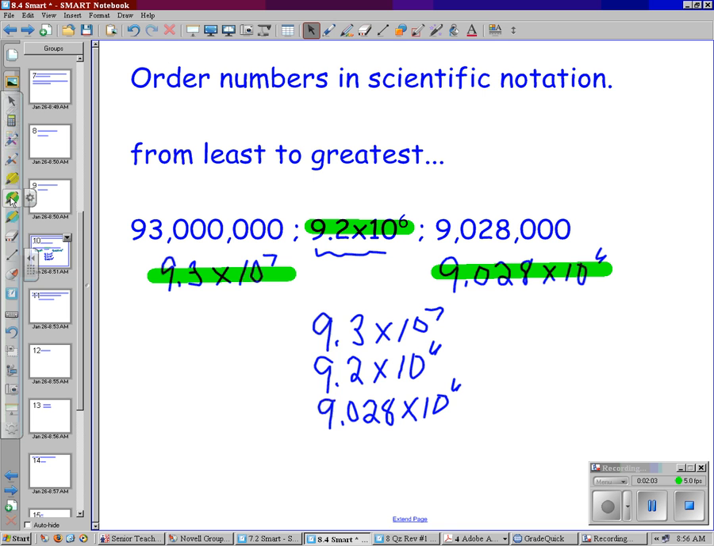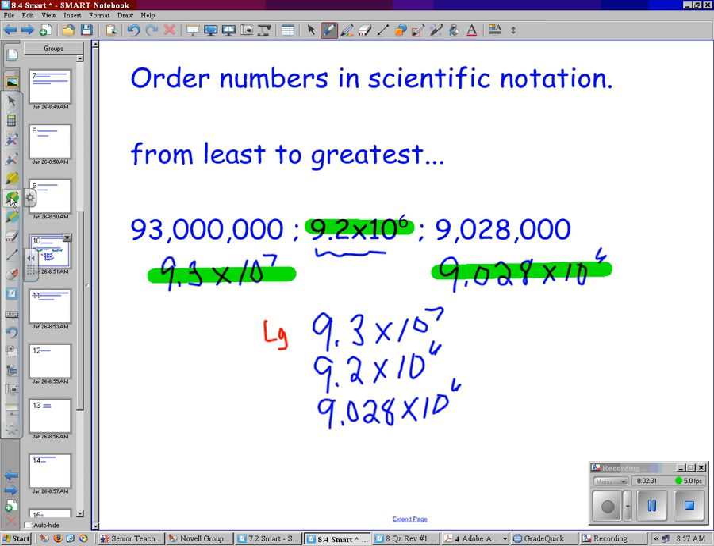First thing you do is look at their exponent. Which one has the biggest exponent? 9.3 times 10 to the 7th. That's our largest number. This is our largest one. Which one has the smallest exponent? Jack? Both the other ones. Both of the other ones have the same exponent, exactly.